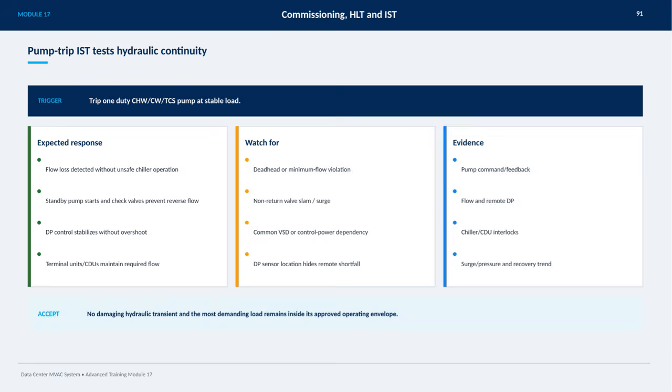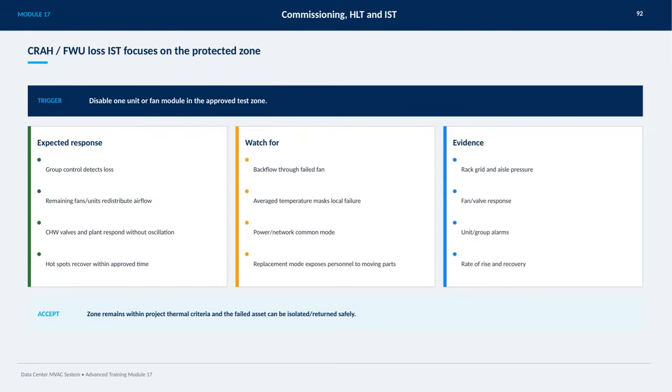Finally, the test is accepted when no damaging hydraulic transients occur and the most demanding load stays within its approved operating limits. This slide focuses on the CRAH and FWU loss integrated system test, specifically within the protected zone. The test begins by disabling one unit or fan module within the approved test zone as a trigger. We expect the group control system to detect this loss and the remaining fans and units to redistribute airflow efficiently. Meanwhile, chilled water valves and the plant must respond smoothly without oscillation, ensuring that any hot spots recover within the approved time frame.